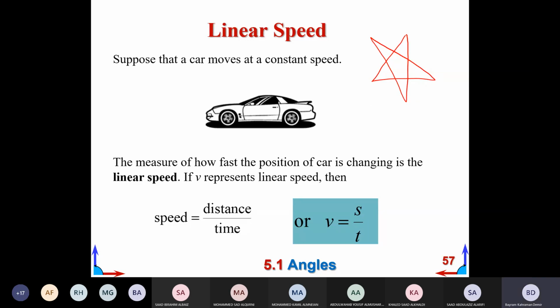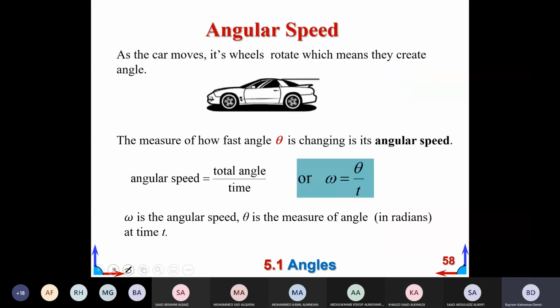And when you divide it by time, that will give you the speed, of course. I'm sure you are already familiar with this, distance divided by time. So the distance, we will calculate it as the arc length. So arc length is radius multiplied by theta, right? Radius times theta is the arc length.